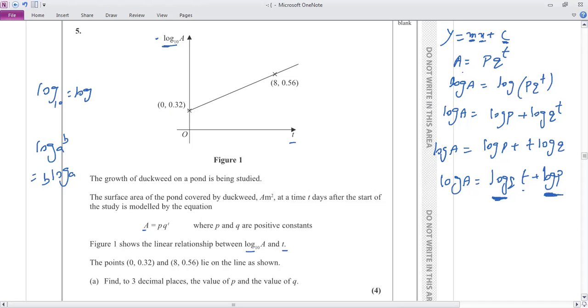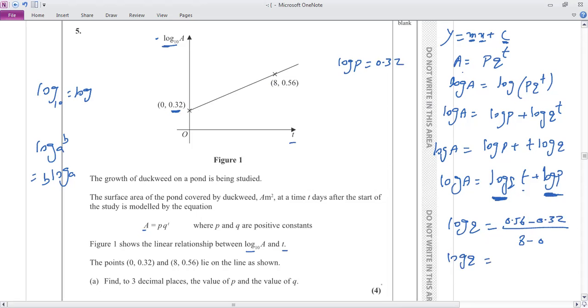What is the y-intercept? In this case you can see y-intercept is 0.32. So you will put log of p equal to 0.32. And in the same way, log of q is the gradient. Two points are given, so gradient you can easily find. y2 minus y1 over x2 minus x1. So that can be 0.56 minus 0.32 divided by 8 minus 0. So that will be log of q here.